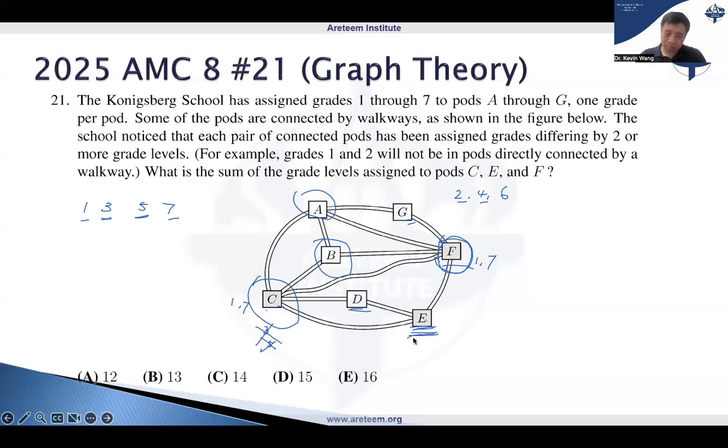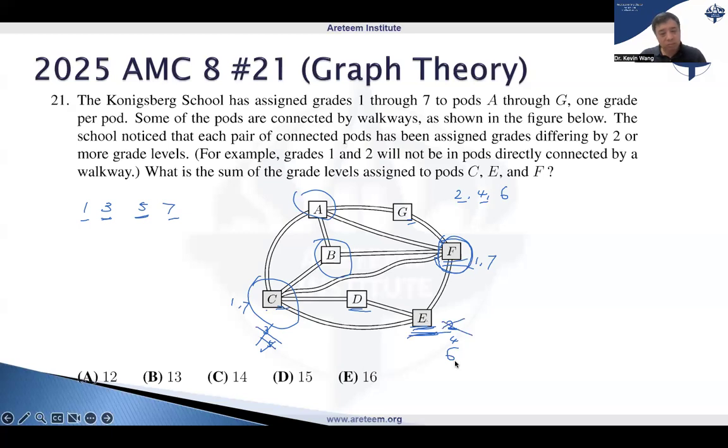Let's look at E. And E is next to both C and F. Okay, so E, that means what? E has 3 choices, 2, 4, and 6. Think about 2. What if it's 2? It's next to C, next to F. If 2 is put in E, then it has to be next to 1, which is not allowed. Okay, we don't want consecutive numbers to be next to each other, to be connected with the pathways. So that means you cannot put 2 there.